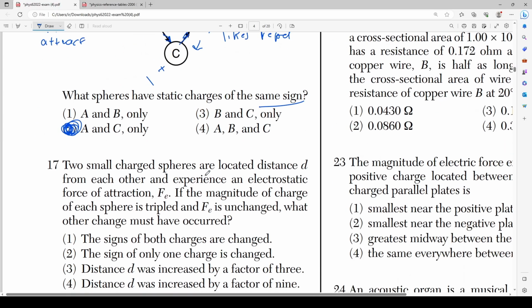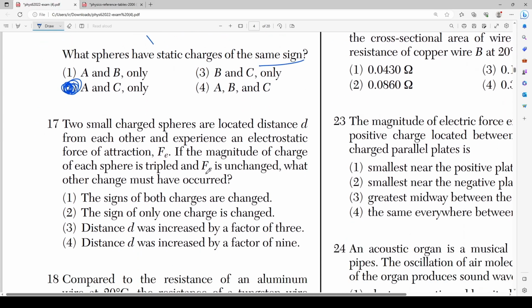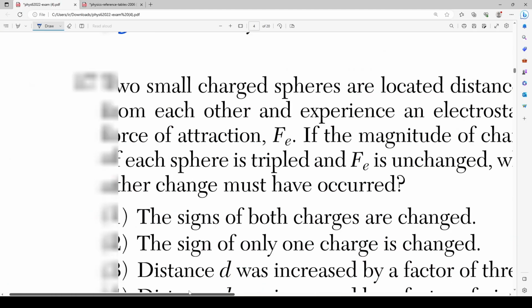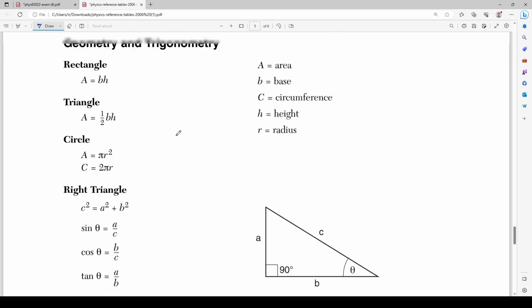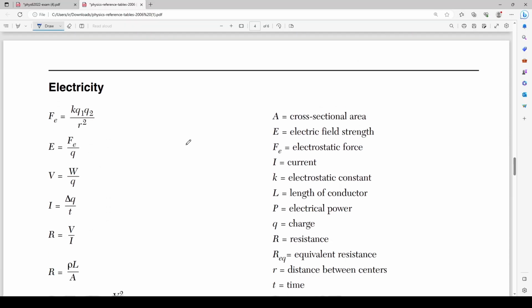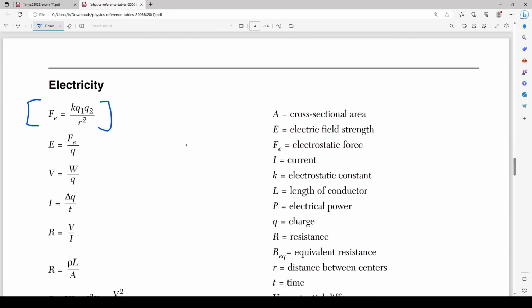Moving on to number 17, it says two small charged spheres are located distance d away from each other, and they experience an electrostatic force of attraction Fe. If the magnitude of the charge of each sphere is tripled and Fe is unchanged, what other change must have occurred? So we're talking about Fe here. If you don't know what Fe is, it's given to you on this handy reference table right here. Fe is equal to the electrostatic constant times q1 and q2, which are the charges of your two spheres, divided by d, or the distance between your two centers, also known as r, squared.